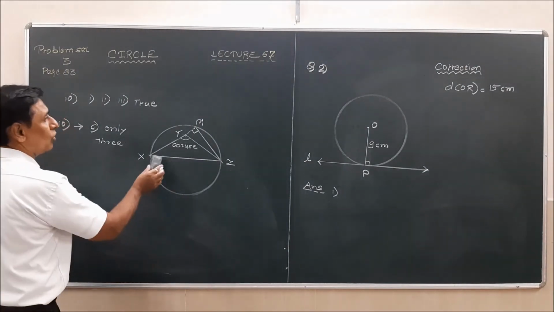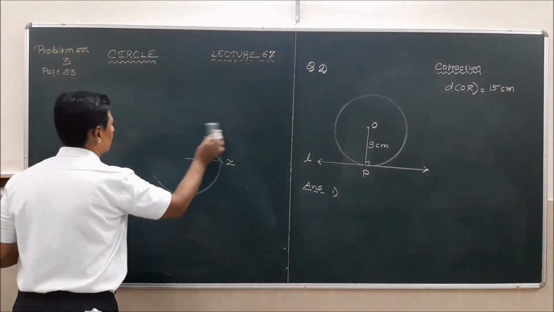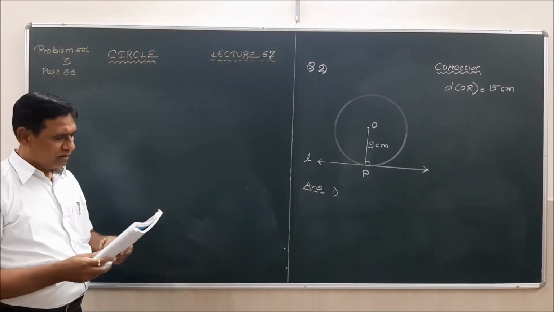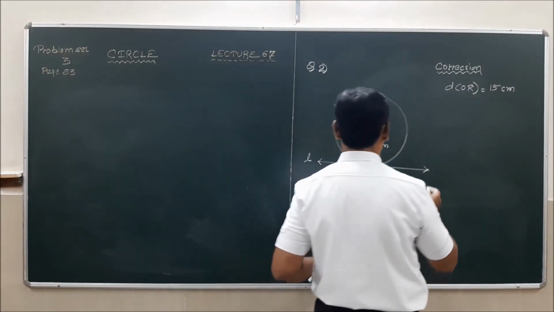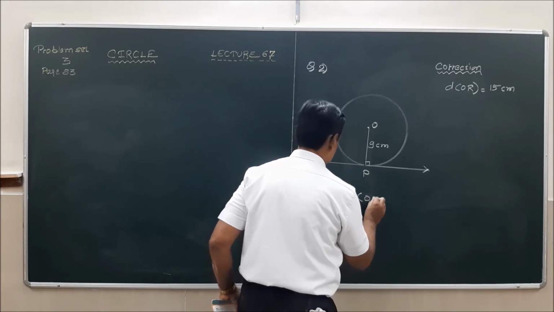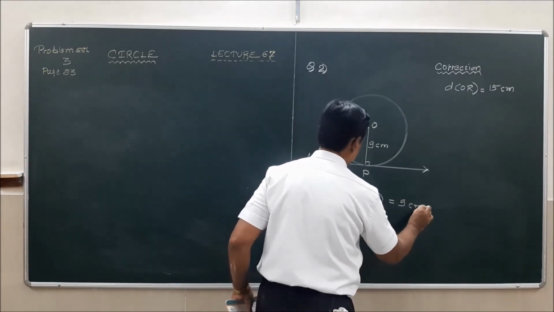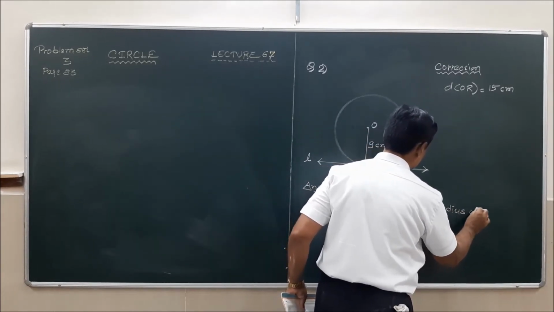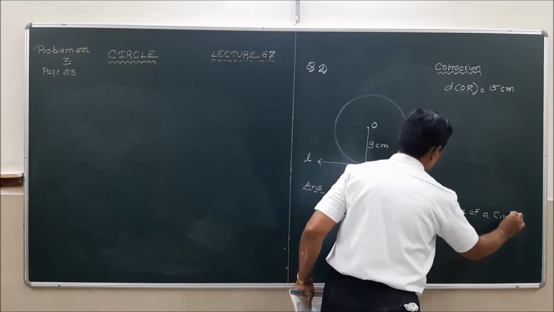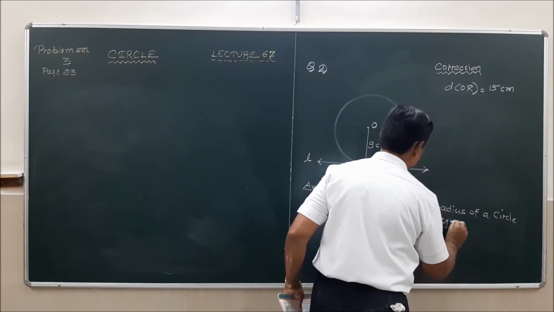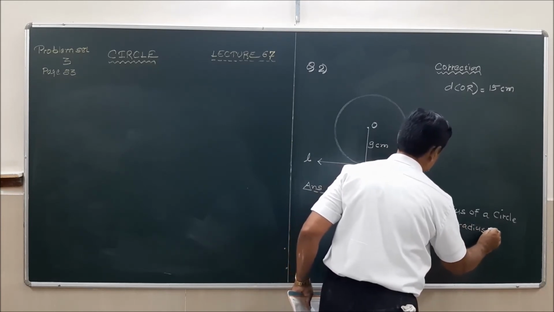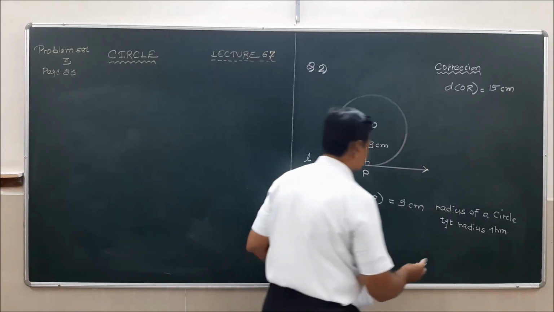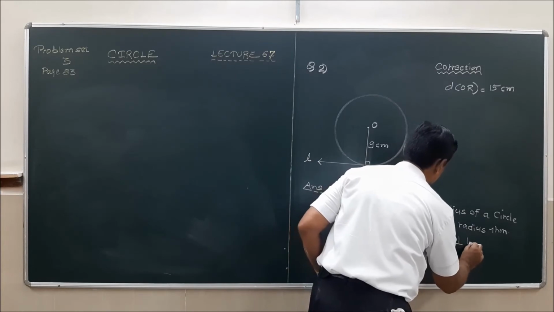Please make a correction that OR is equal to 15 centimeter. Question 1: what is the distance OP? Distance OP is equal to 9. OP is 9 centimeter, a radius of the circle. By the tangent radius theorem, OP is also perpendicular to line L. That is very important.